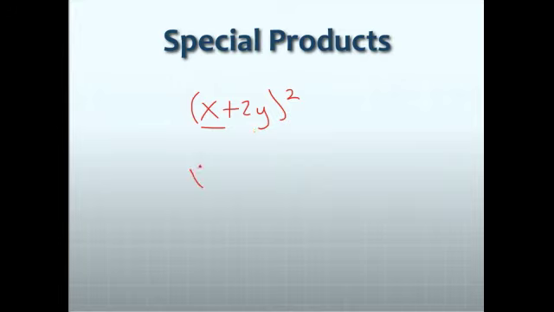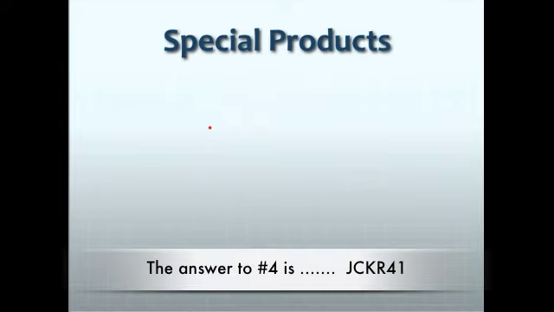We can apply this to really anything. X plus 2y squared. Okay, let's go x squared. Let's go 4y squared. And then here we'll have x times 2y is 2xy. We double that and we get 4xy. And we're done. Okay, knowing this makes your life a lot easier when you're faced with something like this.